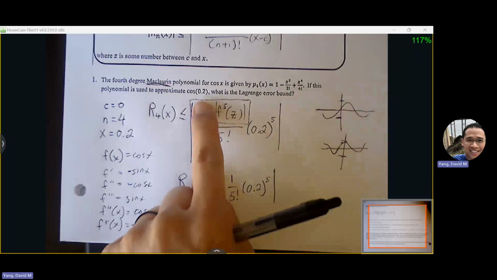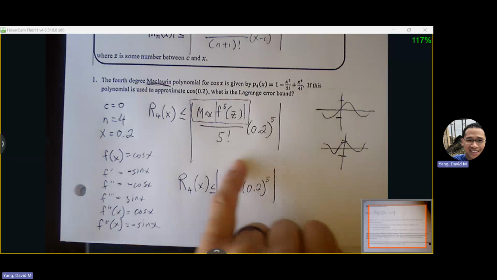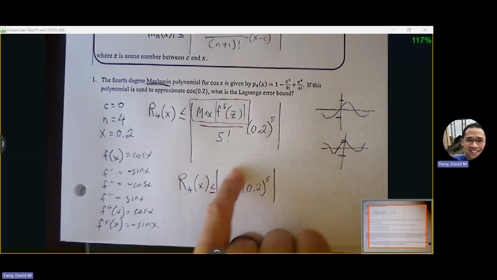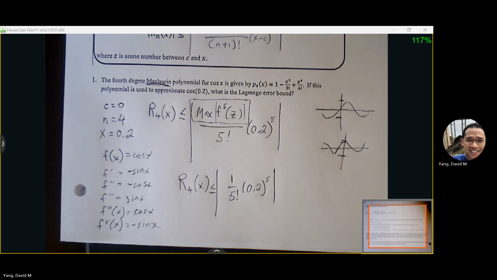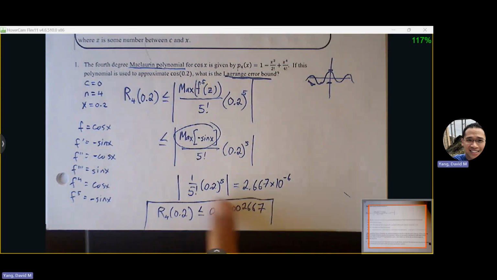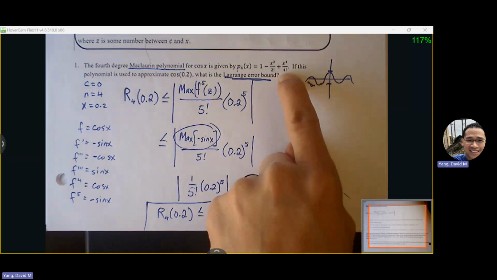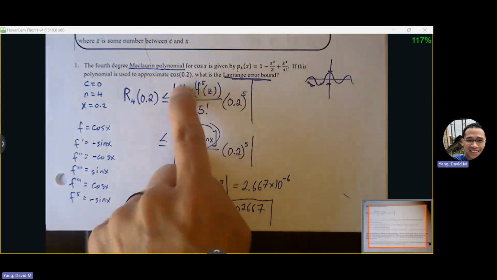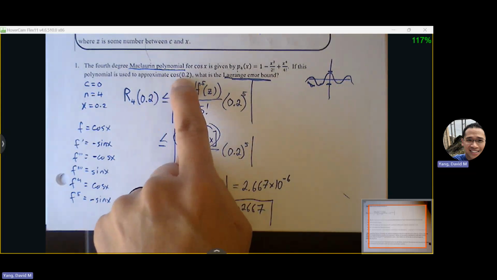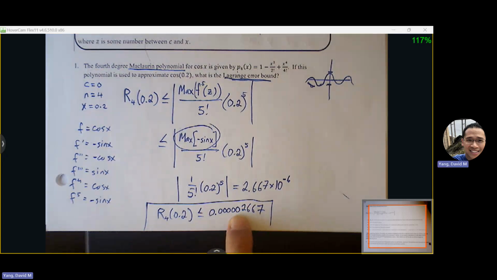I know that my fourth degree polynomial at 0.2 is at worst going to be off by no more than this compared to the actual cosine function, which is a really small number. And our approximation is really good because, first off, we have a fourth degree polynomial that's already pretty high. Also, we're really close to the center. As a Maclaurin polynomial, we're only starting the approximation at 0.2, so we're really close to our point of tangency. So it's expected that our actual value is at worst going to be off by no more than this.